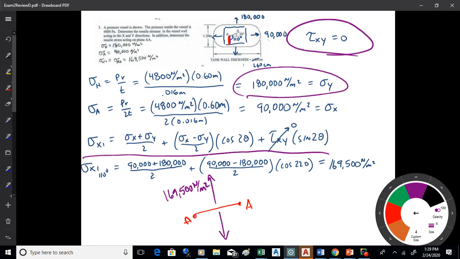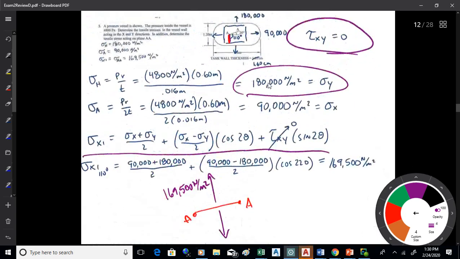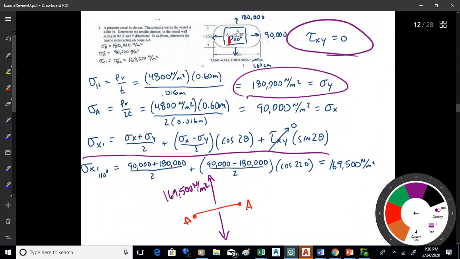That's the biggest normal stress. Okay. We good with that? All right. The hoop is normally bigger than the axial. Always, yeah, the hoop is always twice the axial. It's PR over T and PR over 2T. Those are the equations. So yeah, sure, the hoop is always twice the axial.